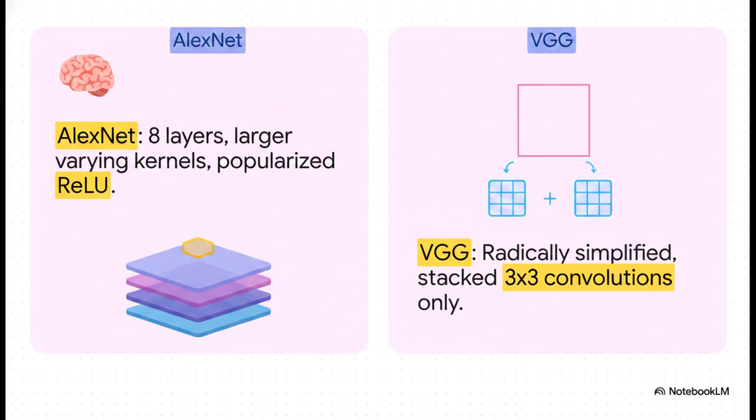The VGG designers realized this brilliant geometric truth. If you stack two simple 3x3 convolutions, you get the exact same receptive field as a single, bulkier 5x5 kernel. But crucially, it uses way fewer parameters and throws in an extra nonlinearity. It basically proved that going deeper with simpler math was vastly superior to relying on fancy, oversized kernels.